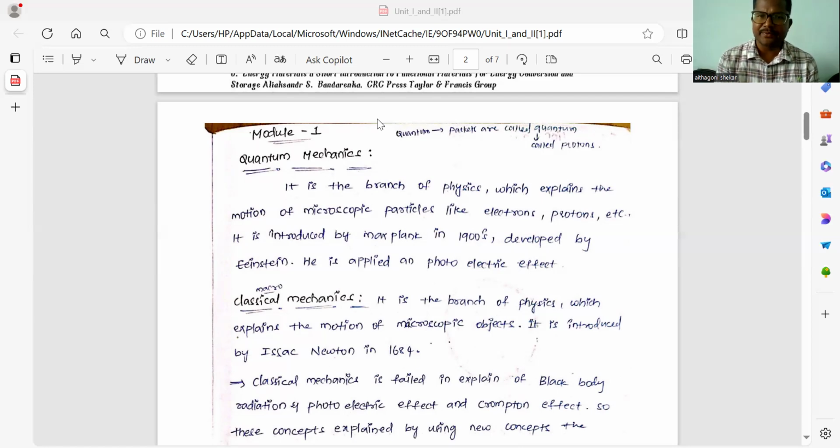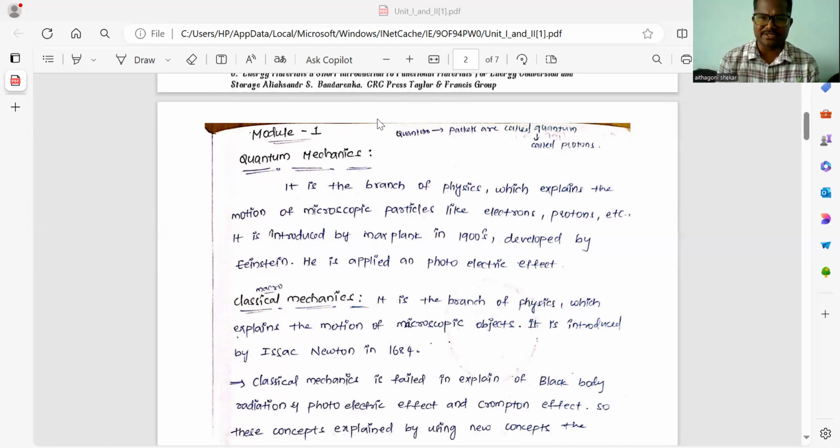It was introduced by Max Planck in the 1900s and developed by Einstein, who applied it to the photoelectric effect.